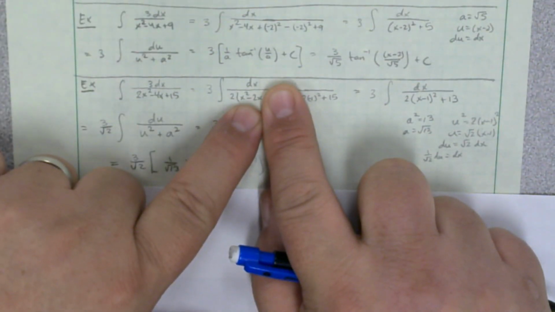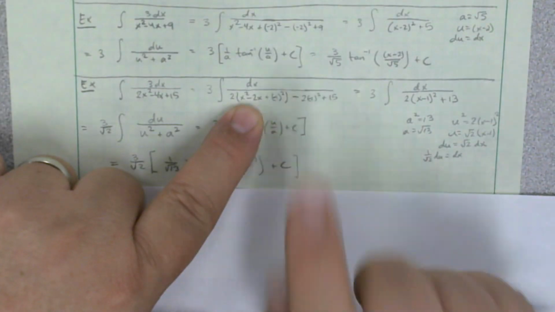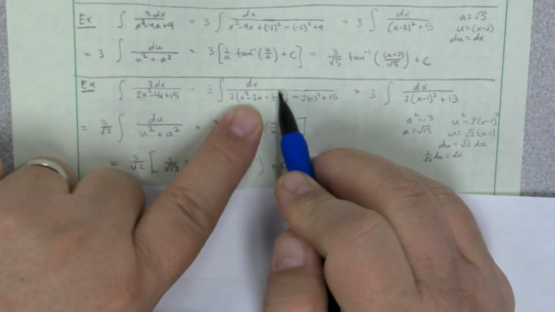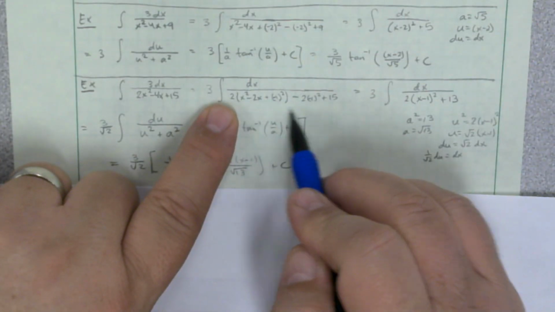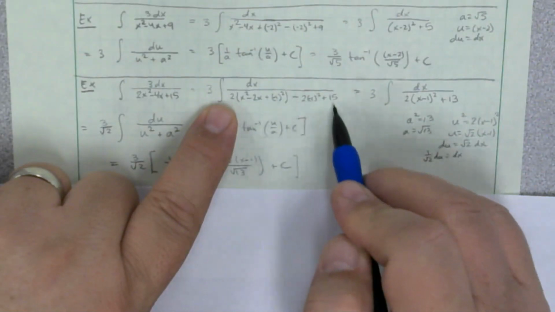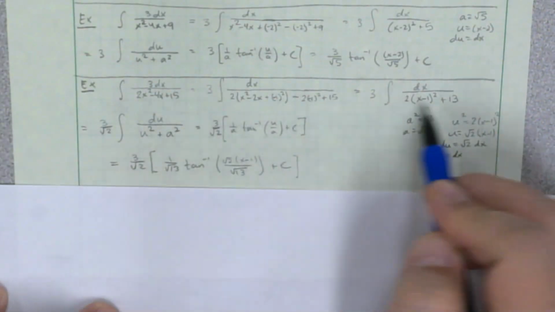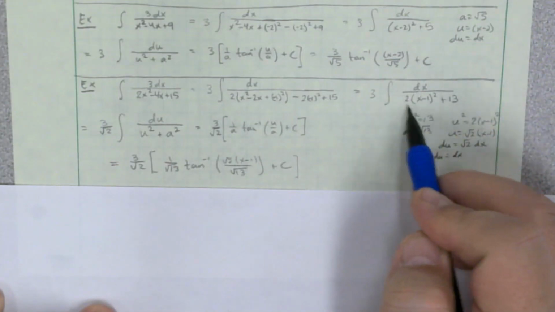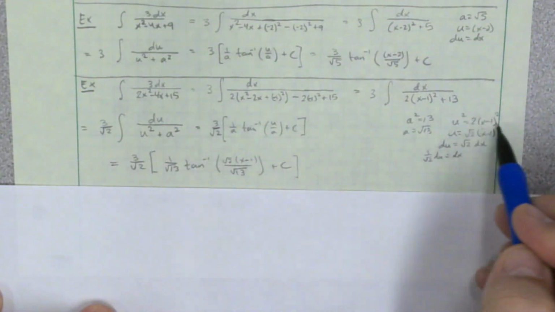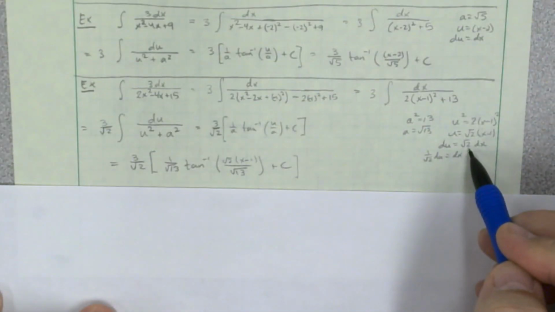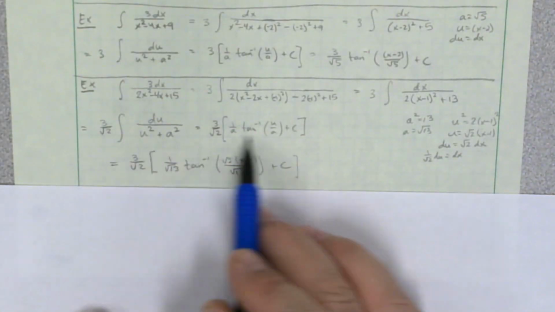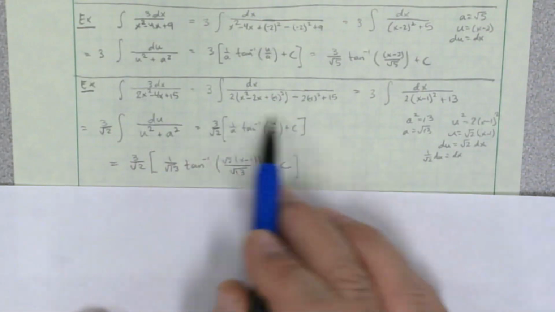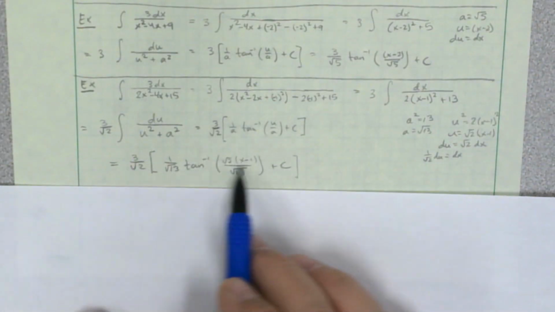So half of negative 2 is negative 1. So that's going to be 1. And 2 times that is 2. So I need to subtract 2. Combine things together. This whole quantity is my u squared. That's where the square root of 2 is coming from. Plug things in. Integrate it. Plug your numbers back in.